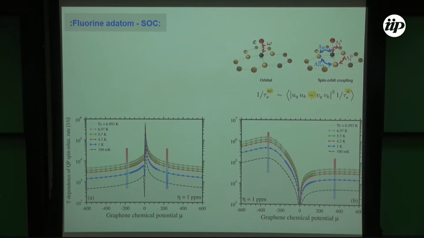Okay, and here is just the comparison that what I was telling you for the hydrogen is also working for the fluorine atom, and I also tried some other ones. So this seems to be a general trend, that the spin relaxation should go down.